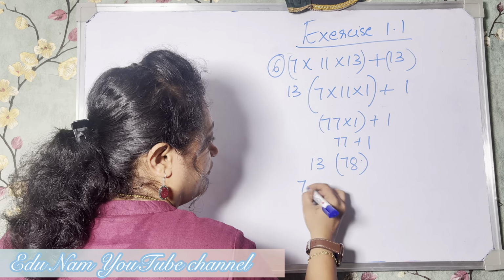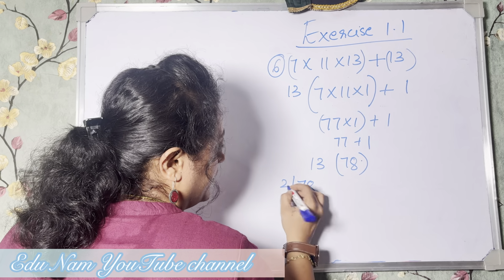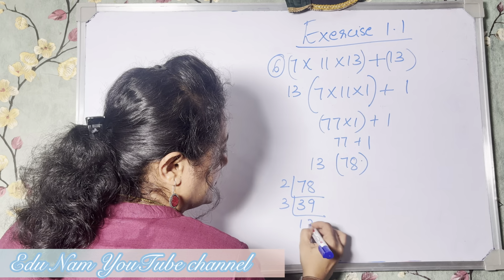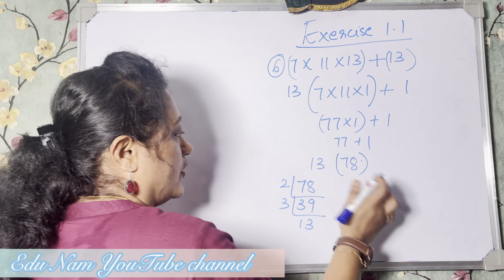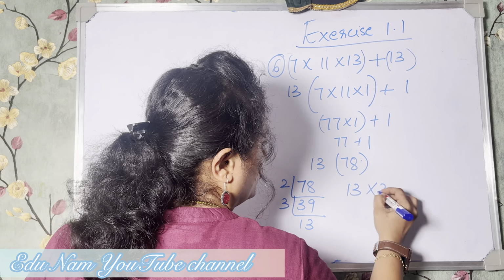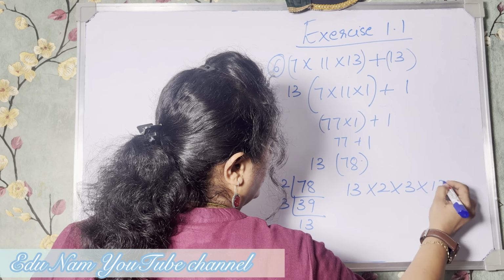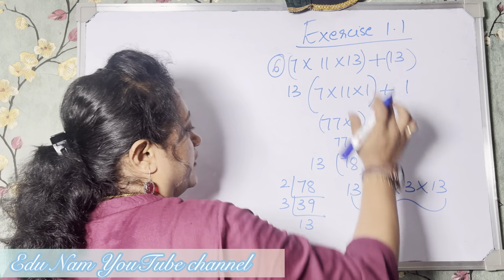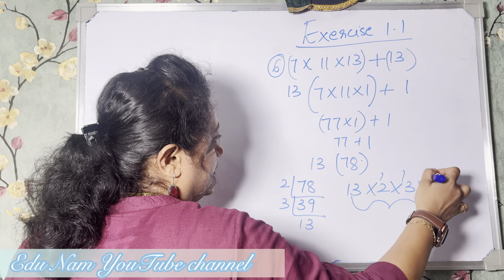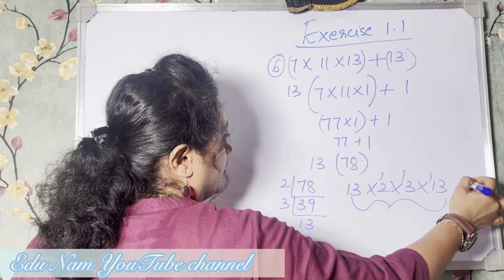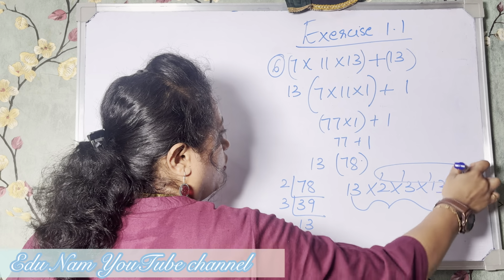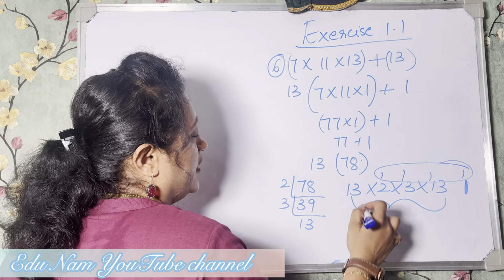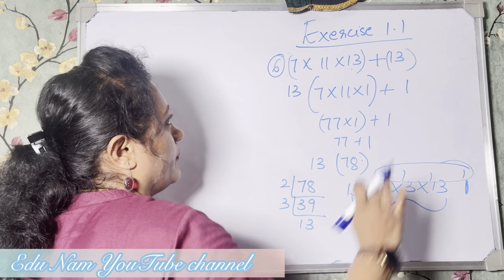Now 78, if you do prime factorization, 2 3s are 6, 3 13s are 39, so 13 into 2 into 3 into 13. There are 3 prime factors for this particular number: 2, 3, 13, and always 1 is a factor. So 4. Now we got 4 factors for this number. When you have more than 2 factors, it's a composite number. So obviously this number will be a composite number.